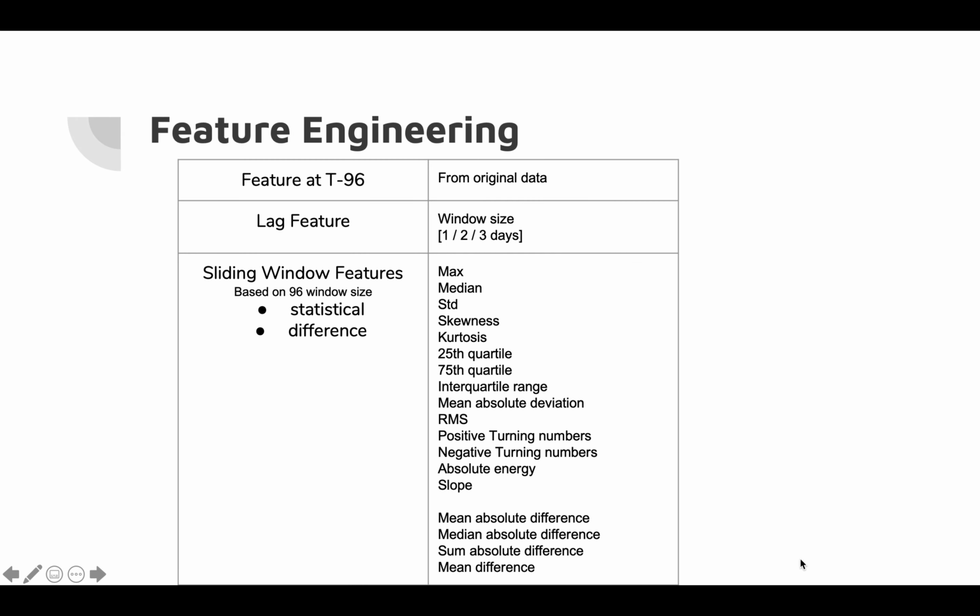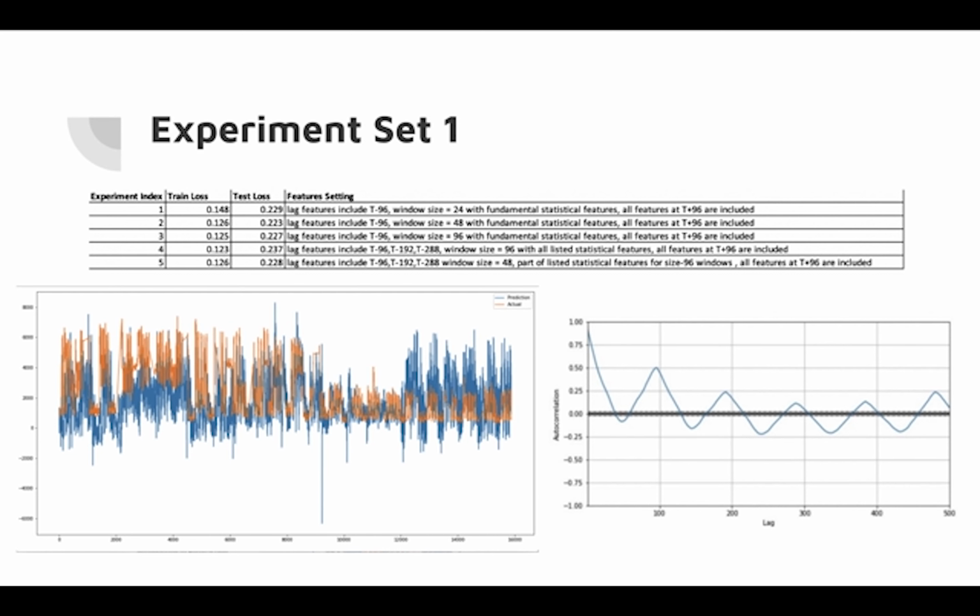And there are 3 parts of feature engineering we are looking into. For the sliding window features, we include statistical and difference data inside. I'm going to talk about the model training. We conducted different experiments, and it turns out that window size is more important. And we finally decided the window size to be 96.